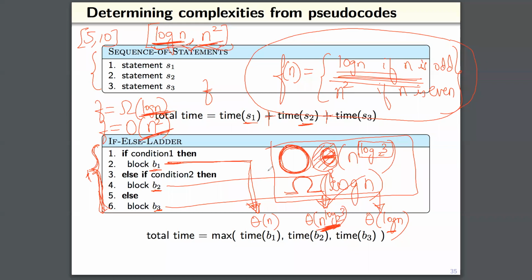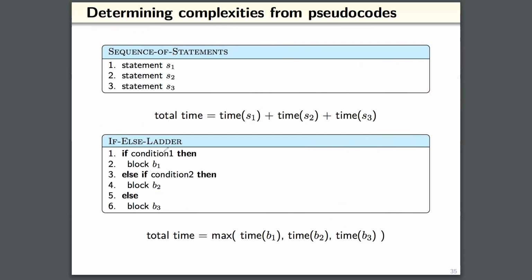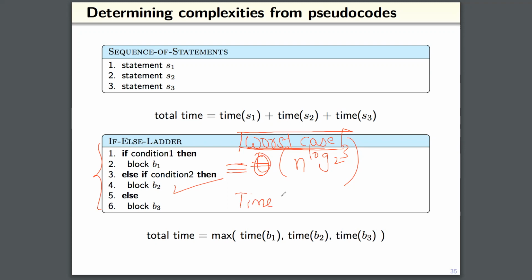Professor, I remember days ago we discussed worst case, best case, average case for a search tree. Right. So what you can say here is the worst case of this if-else ladder code segment is theta of n power log 3 base 2. You already defined that in the worst case, only block 2 will be running. You can say the worst case is theta, that's fine. But you cannot say the time complexity of this entire code segment is theta. Make sense?